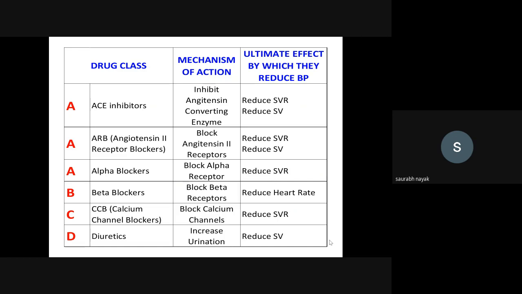Now coming to the diuretics. The diuretics will increase urination. If we increase urination, the stroke volume will be reduced, and if the stroke volume is reduced, as we know, the cardiac output will also be reduced, and once we are able to reduce the cardiac output, we will be able to reduce the blood pressure as well.